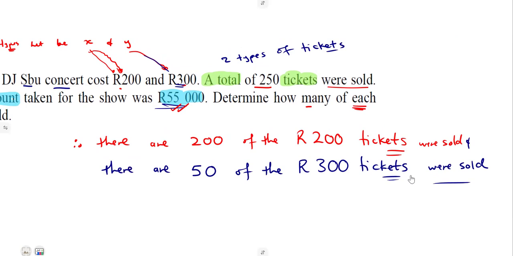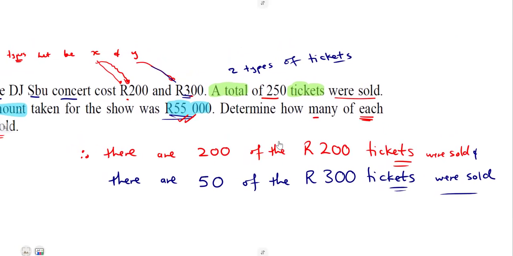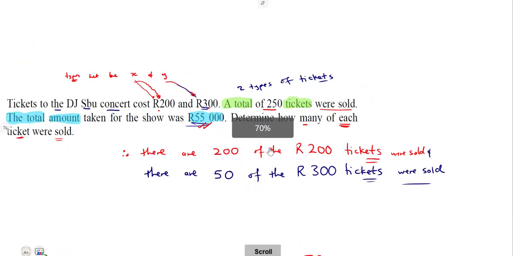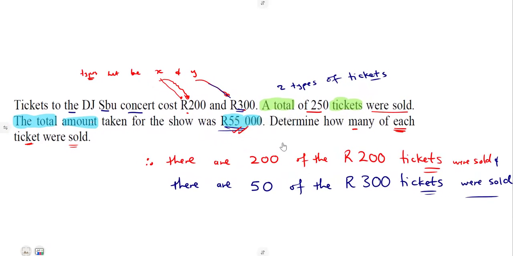So this is the idea of answering this question. If you chose that x represents the 300 rand ticket and y represents the 200 rand ticket, it is in your hands. As long as you understand what x represents and what y represents, you can choose whatever you want. But as you can see, it led us to the simultaneous equations.